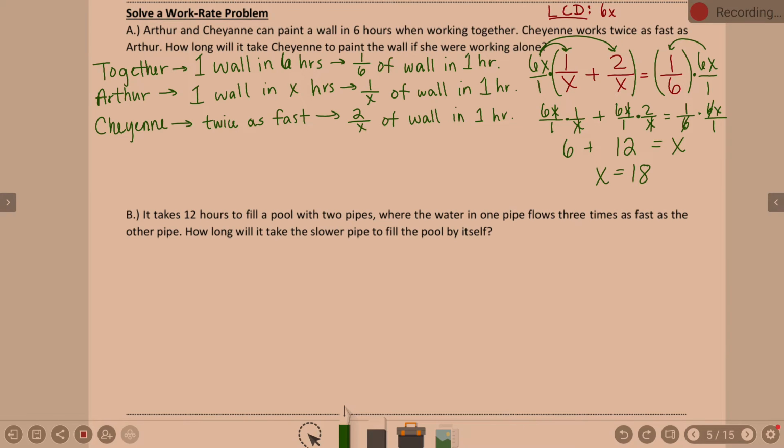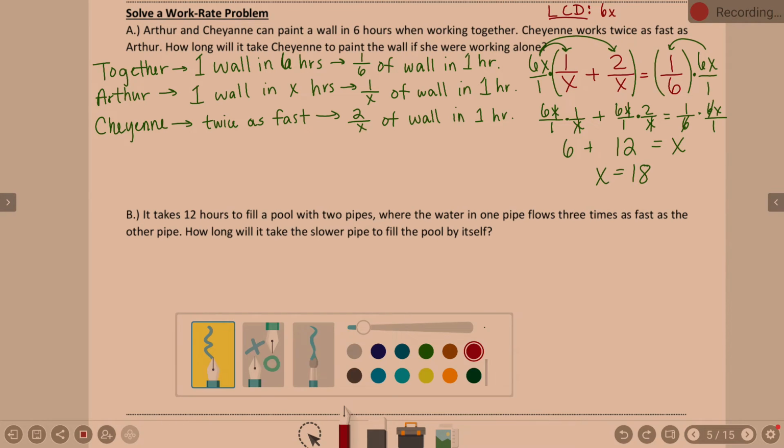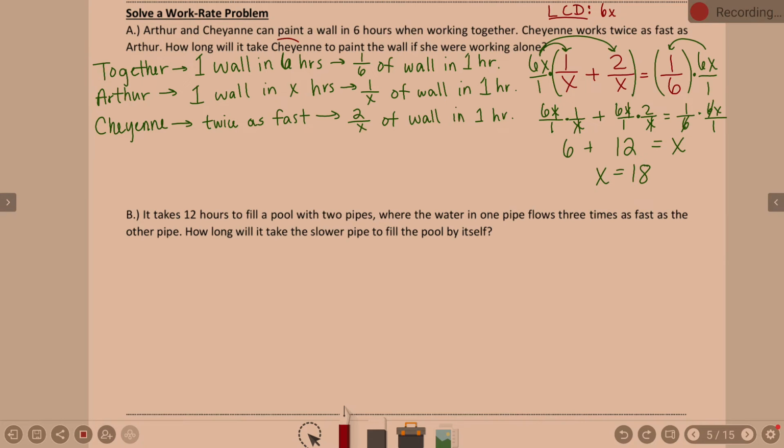Now, last step of a word problem is always, what did the question ask me and have I answered that? Well, what did the question ask me? We want to know how long it's going to take Cheyenne to paint the wall. Well, realize this 18 here is how long it takes Arthur to paint the wall. Because he can do one wall in X hours. We found X to be 18, right? So we have discovered that Arthur can paint the wall in 18 hours.